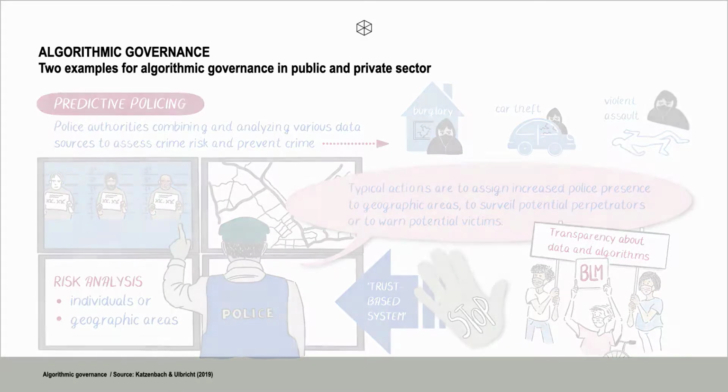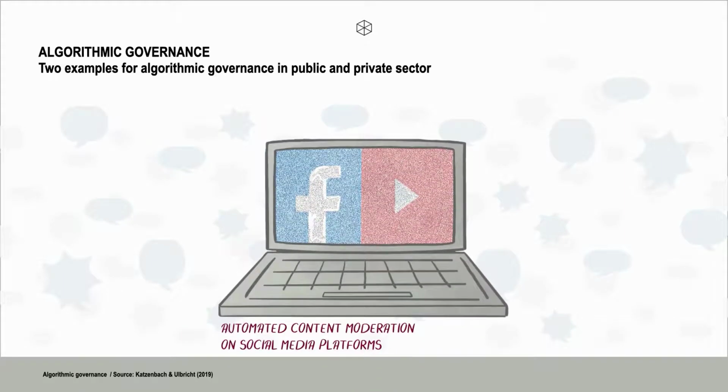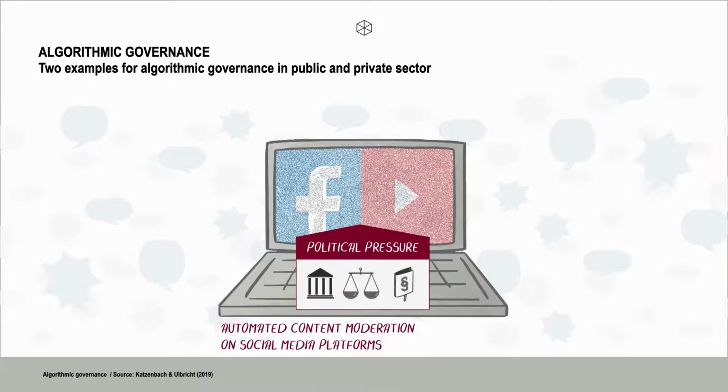The second example I want to share in this video is automated content moderation on social media platforms. The amount of content on social media platforms is so massive that it is hard for humans to cope manually with the review of the content. But especially due to hate speech, misinformation and copyright issues, political pressure towards stricter reviews grew in the recent past. Platforms therefore apply artificial intelligence and algorithms.